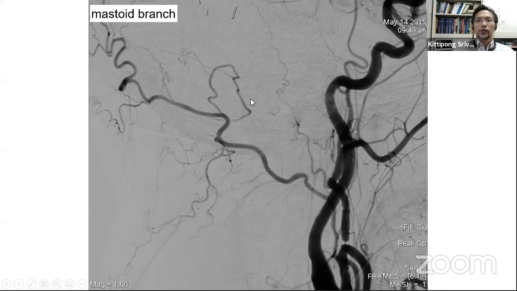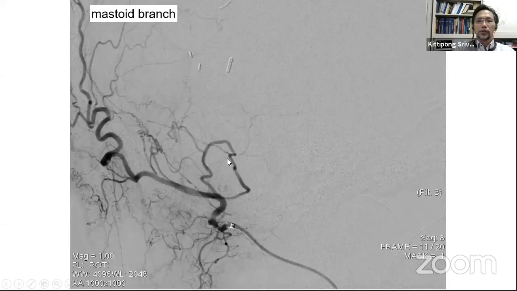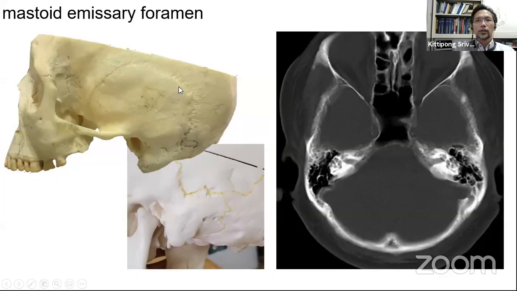Okay. Another one here, the same thing: horizontal portion, turn anteriorly, enter the skull, and becomes a dural branch. A little bit more selective injection of the same patient. Okay, so where is the mastoid emissary foramen? It's here. You can see it here on the skull, or in the model. It's just at the posterior aspect of the mastoid.